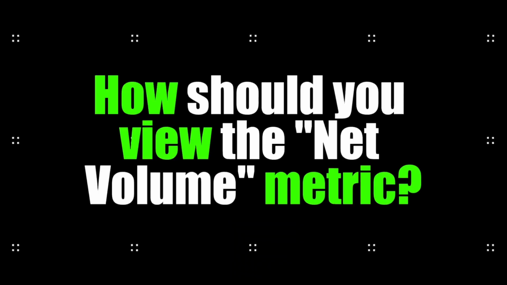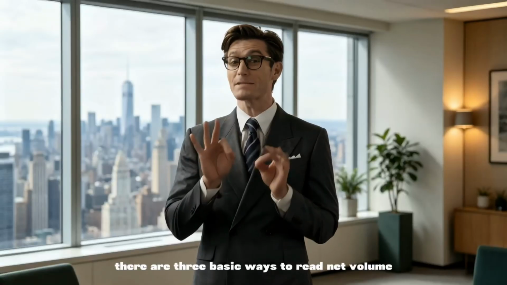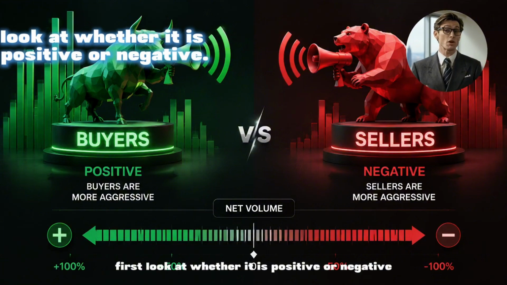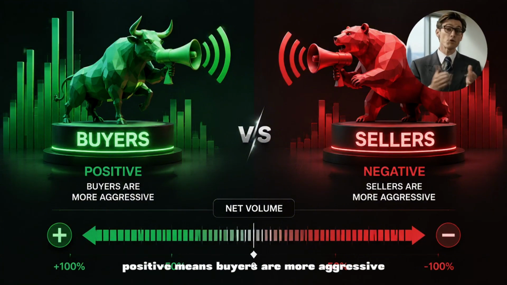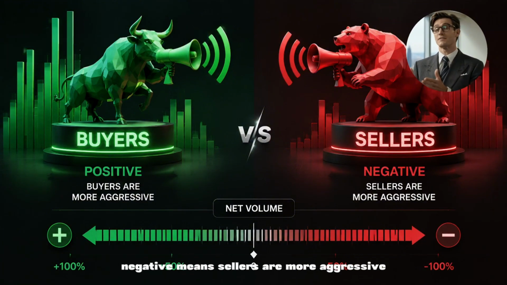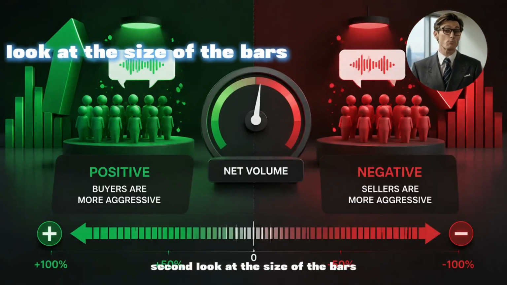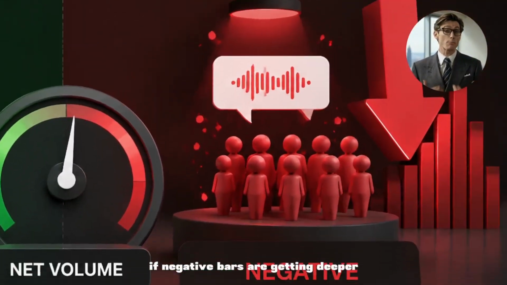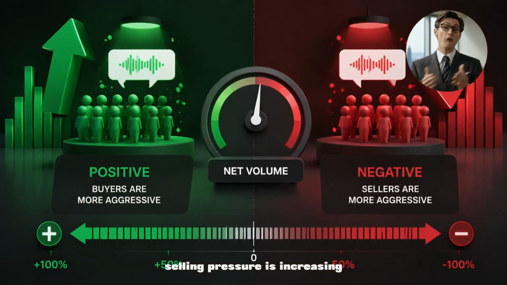How should you view the net volume metric? There are three basic ways to read net volume. First, look at whether it is positive or negative. Positive means buyers are more aggressive. Negative means sellers are more aggressive. Second, look at the size of the bars. If positive bars are getting larger, buying pressure is increasing. If negative bars are getting deeper, selling pressure is increasing.